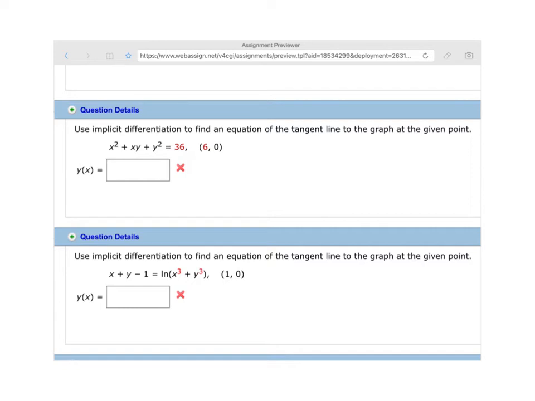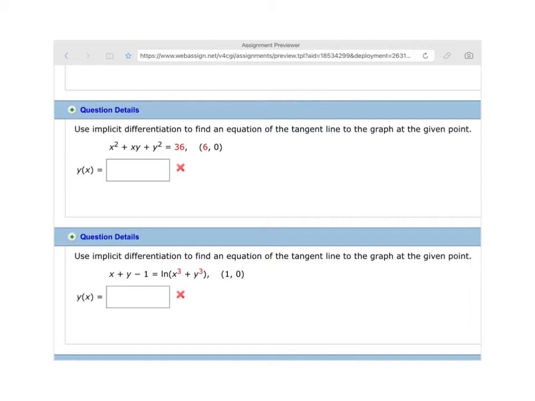Now we're going to simplify, so 2x plus x dy over dx plus y plus 2y dy over dx equals 0. That's step 1. Step 2 is to put everything with a dy over dx on one side and everything else on the other. Factor out the dy over dx. So then I get dy over dx equals negative 2x minus y over x plus 2y.